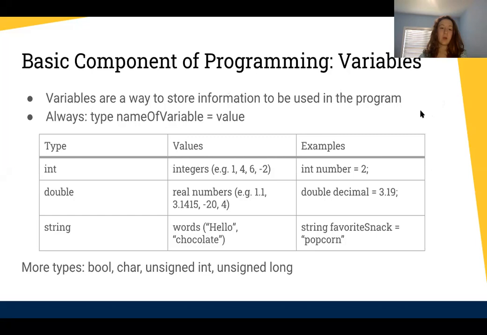When you declare a variable in code, you always will say the type of variable, then the name of the variable, and then you will set that equal to a value.